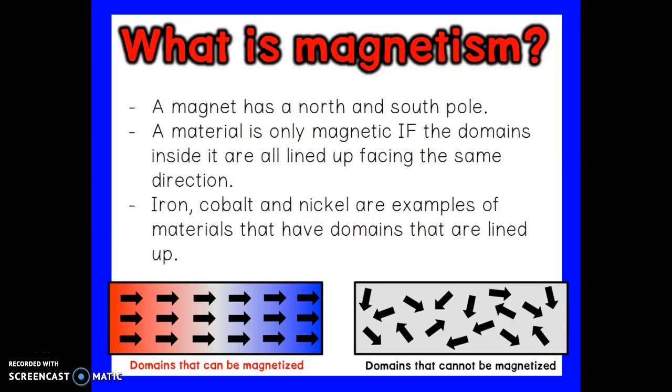Inside magnetic materials are domains. In a magnet, they all face in the same direction. If a substance isn't magnetic, it'll face all different directions. The only materials that have domains lined up in the same direction are iron, nickel, and cobalt.